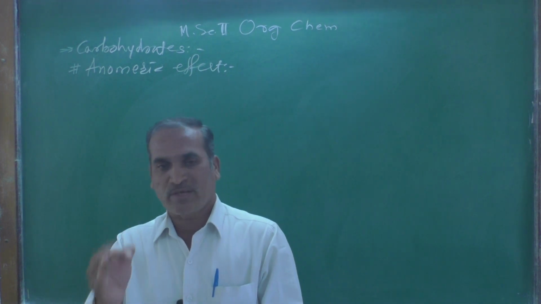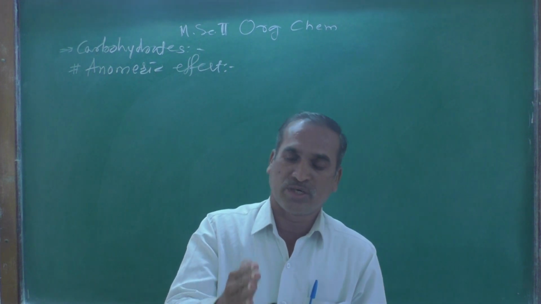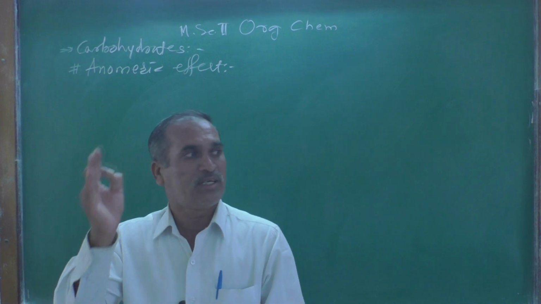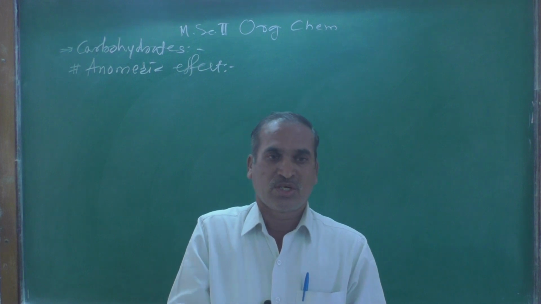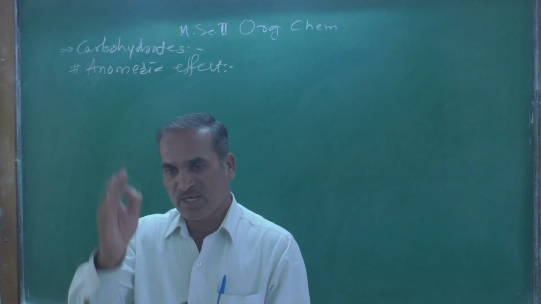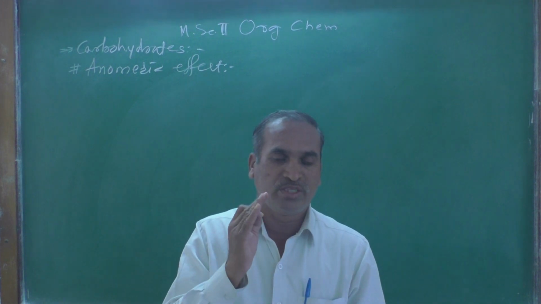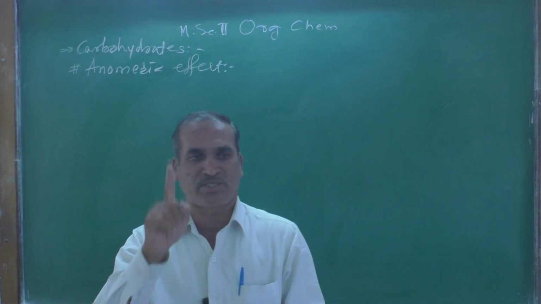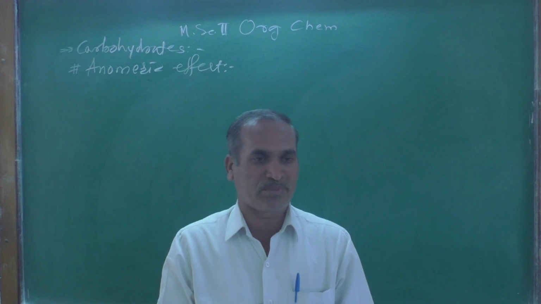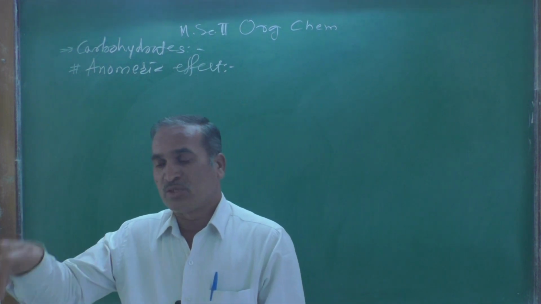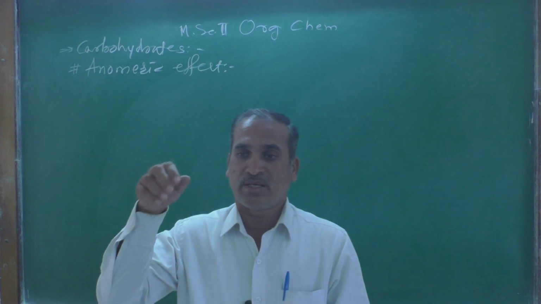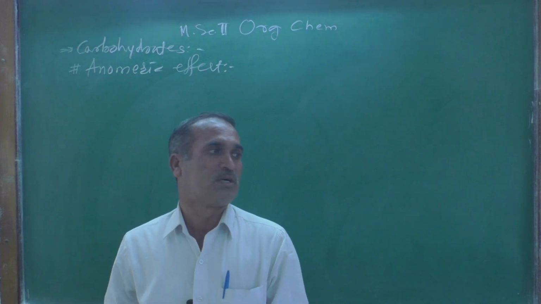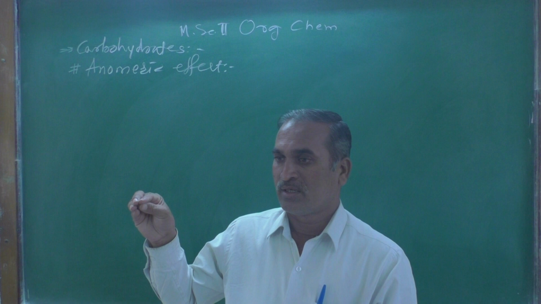Rule number 1: whatever hydroxy groups are present on the right hand side of the carbon skeleton, which we represent vertically in the Fischer projection formula while studying carbohydrate chemistry, those lying on the right hand side go below the plane.